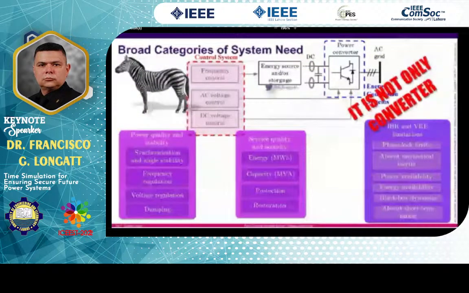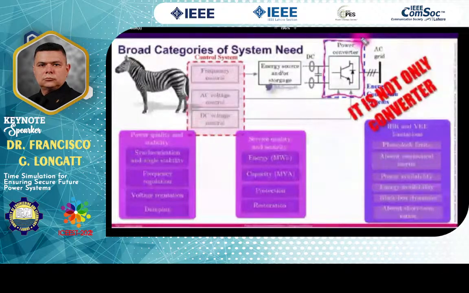The power converter is not similar to the synchronous machine. Yes, it's delivering electrical power, but the way this device works is extremely different. The power converter uses very small semiconductor devices to do what we call commutation, and those very small semiconductor devices are extremely sensitive.